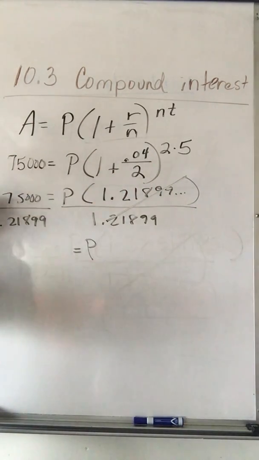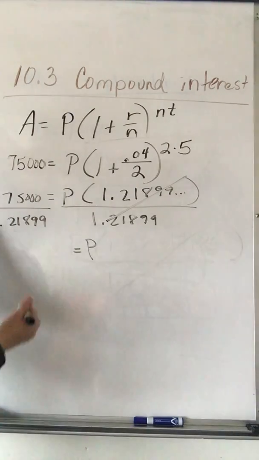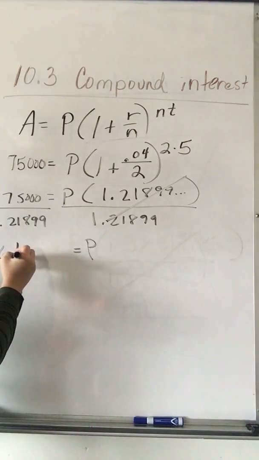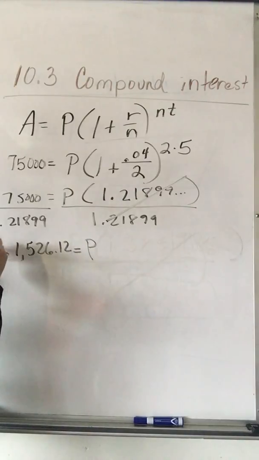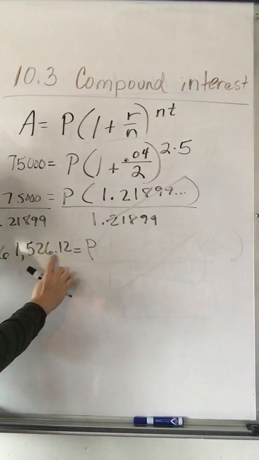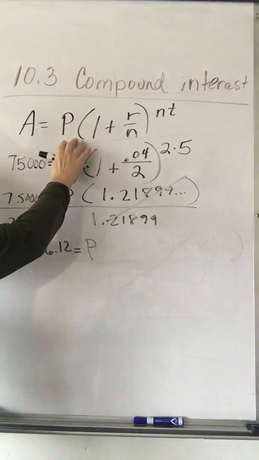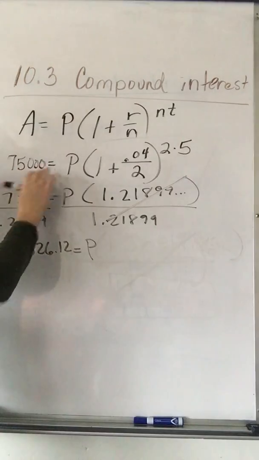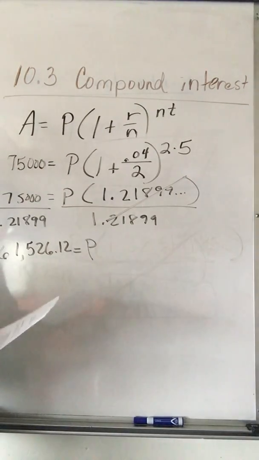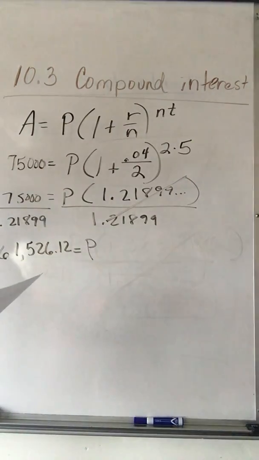Do 75,000 divided by that last complete answer. This one comes out to be 61,526 and 12 cents. So if you had $61,526.12 in the bank at 4% for 5 years, it would grow to 75,000. That's pretty cool. All right, let's see.